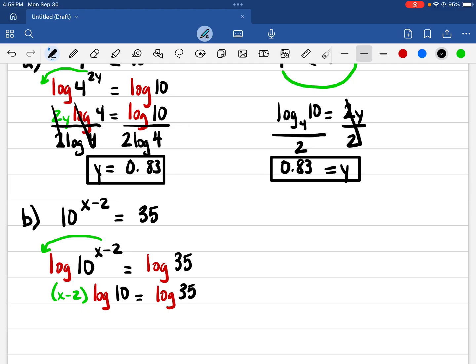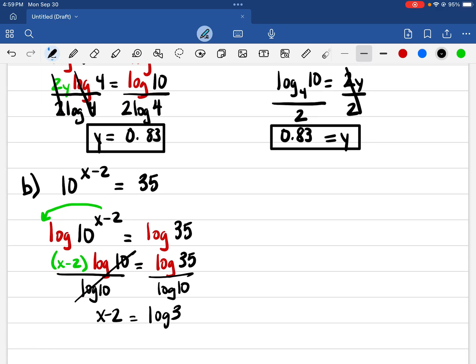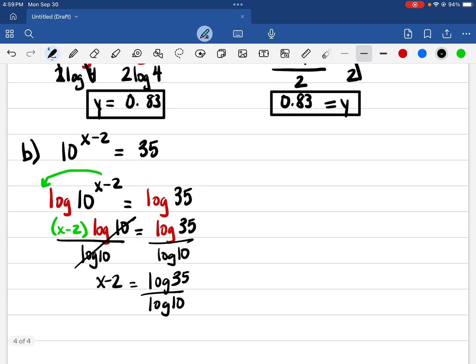Okay, and it's x minus 2 times log base 10, right? But we can get rid of the log 10 by dividing it, because it is multiplication. And then x minus 2 comes down. And then still we're trying to get that x by itself, so now I'm going to go plus 2 on both sides.